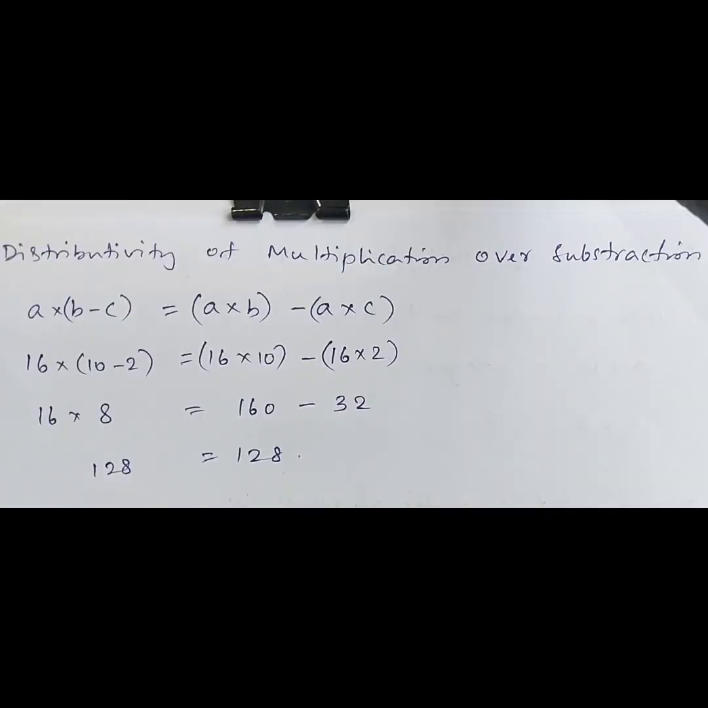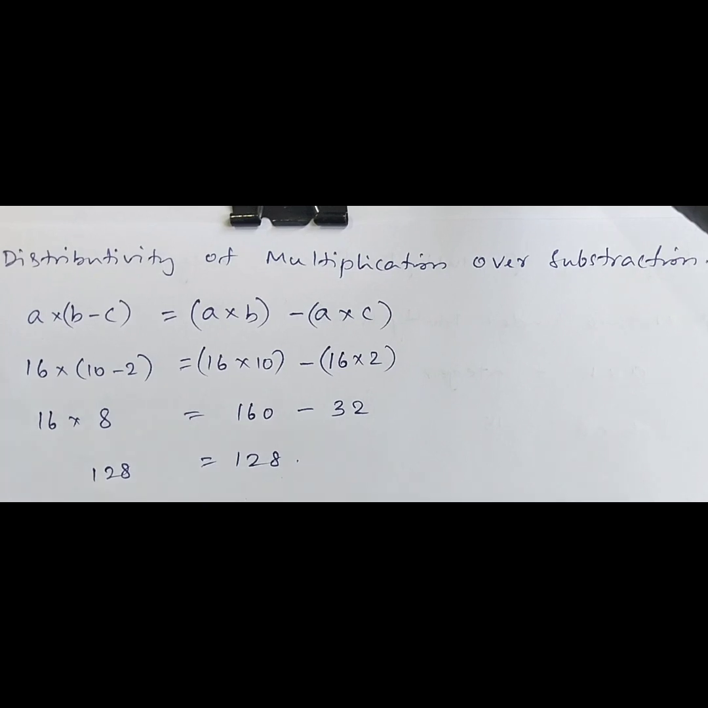We will see the distributivity of multiplication over subtraction. The formula is a into (b minus c) equals a into b minus a into c. Let us see the example: 16 into (10 minus 2) equals 16 into 10 minus 16 into 2. On the left hand side, we are getting 128, and the right hand side also, we are getting 128. See, this distributivity of multiplication over addition and subtraction is a very important part, which is applicable in future classes.